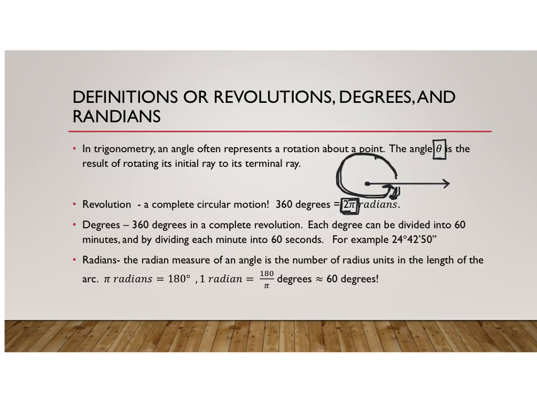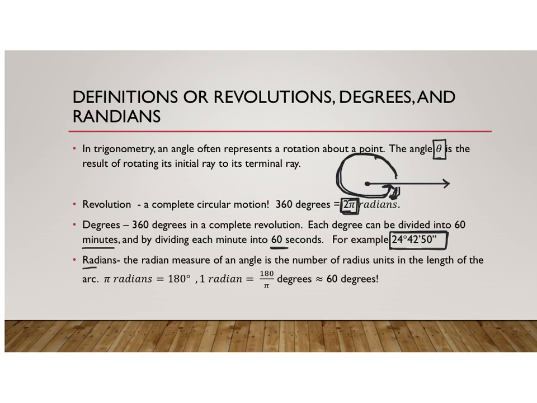When we're talking about degrees, there are 360 degrees in a complete revolution. So you can see 1 degree is very small. Each degree can be divided into 60 minutes, and by dividing each minute into 60 seconds, we can become very precise. So for example, this angle right here would be read 24 degrees, 42 minutes, and 50 seconds.